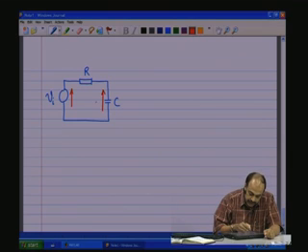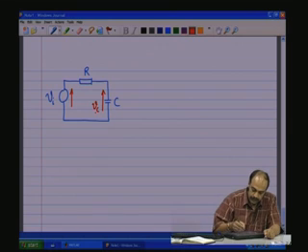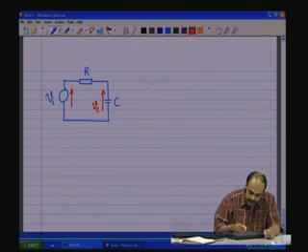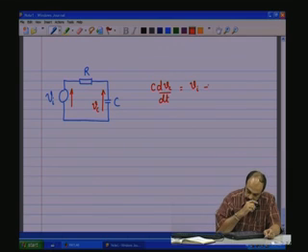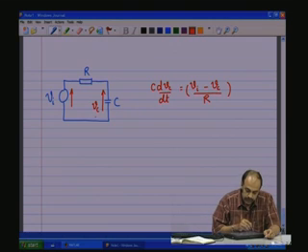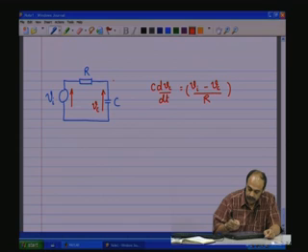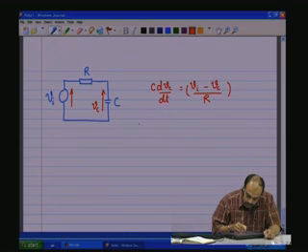You have the voltage across C, and it is a state variable, and there is one equation here which is given by C dVc by dt, which is equal to Vi minus Vc by R. So, C dVc by dt is the current through the C, which is nothing but Vi minus Vc by R.